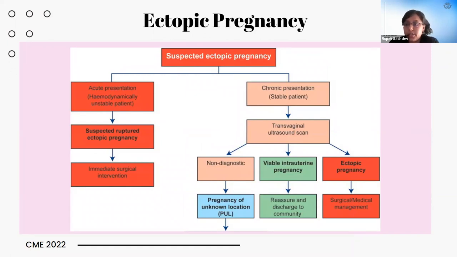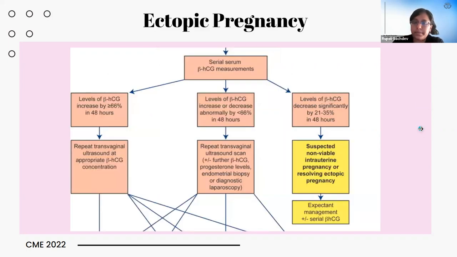Okay, so if you have a suspected ectopic pregnancy, how do you move towards the management? If it's an acute presentation, if the patient is hemodynamically unstable, you're suspecting a ruptured ectopic, you have to immediately go for surgical intervention. However, if it is a chronic presentation, stable patient, you get an ultrasound done. If it is a viable intrauterine pregnancy, you reassure and discharge to community. If it is non-diagnostic, you consider it a pregnancy of unknown location. Or if you get an ectopic pregnancy, you move towards surgical management or medical management.